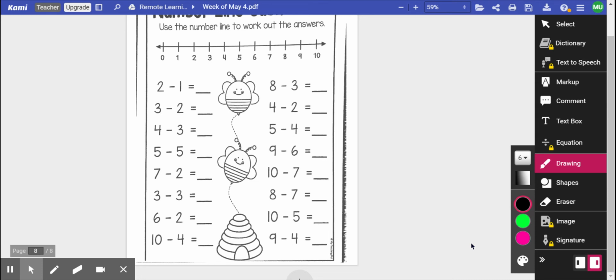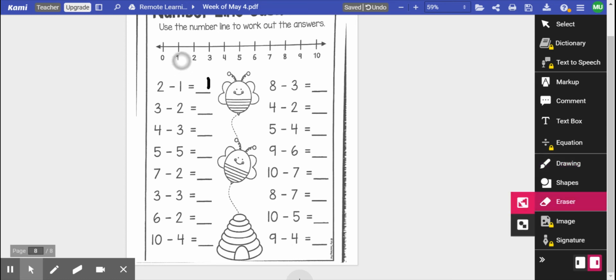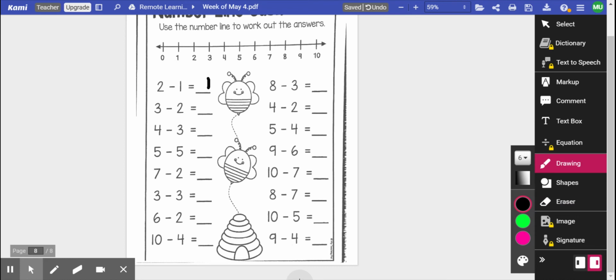Look at the first one. 2 minus 1 equals blank. All right, so you start at 2, and I'm going to go back. I'm going to take 1 away. I'm going to go back 1. Remember to go backwards since we're using a subtraction sentence. And I landed on the number 1. Okay. Now I got to get my eraser, and I'm going to erase that. I'm going to go back to my drawing tool here.